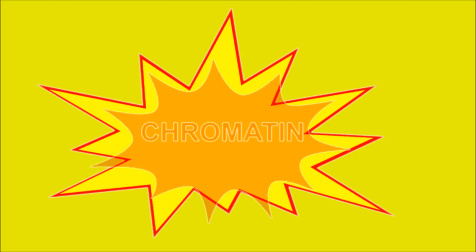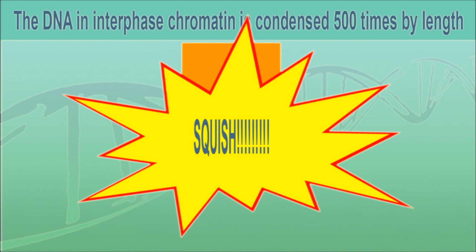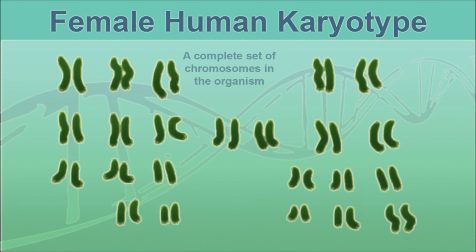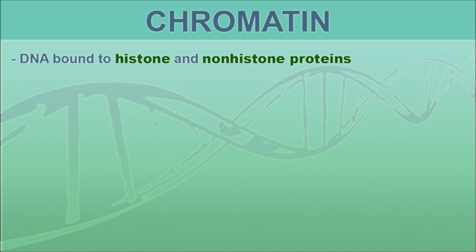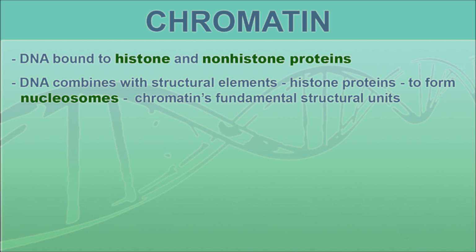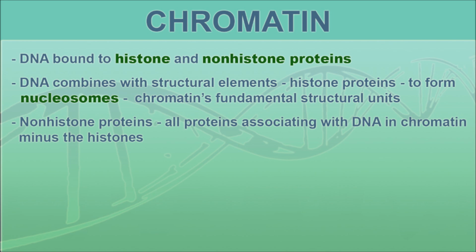The DNA in interphase chromatin is condensed 500 times by length. During mitosis, it's condensed so much you can see structures called chromosomes. Chromatin is defined as DNA bound to histone and non-histone proteins. DNA combines with structural elements called histone proteins to form nucleosomes, which are the fundamental structural units of chromatin. Non-histone proteins are all the proteins that associate with DNA in chromatin minus the histones.